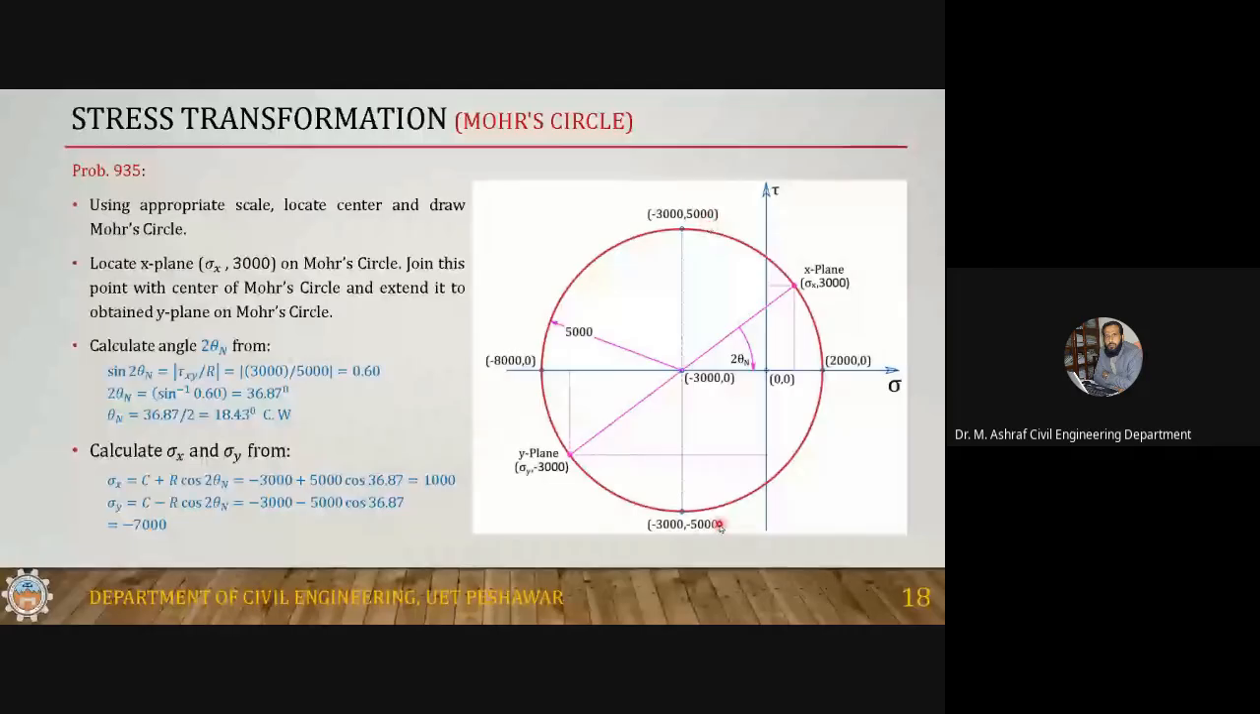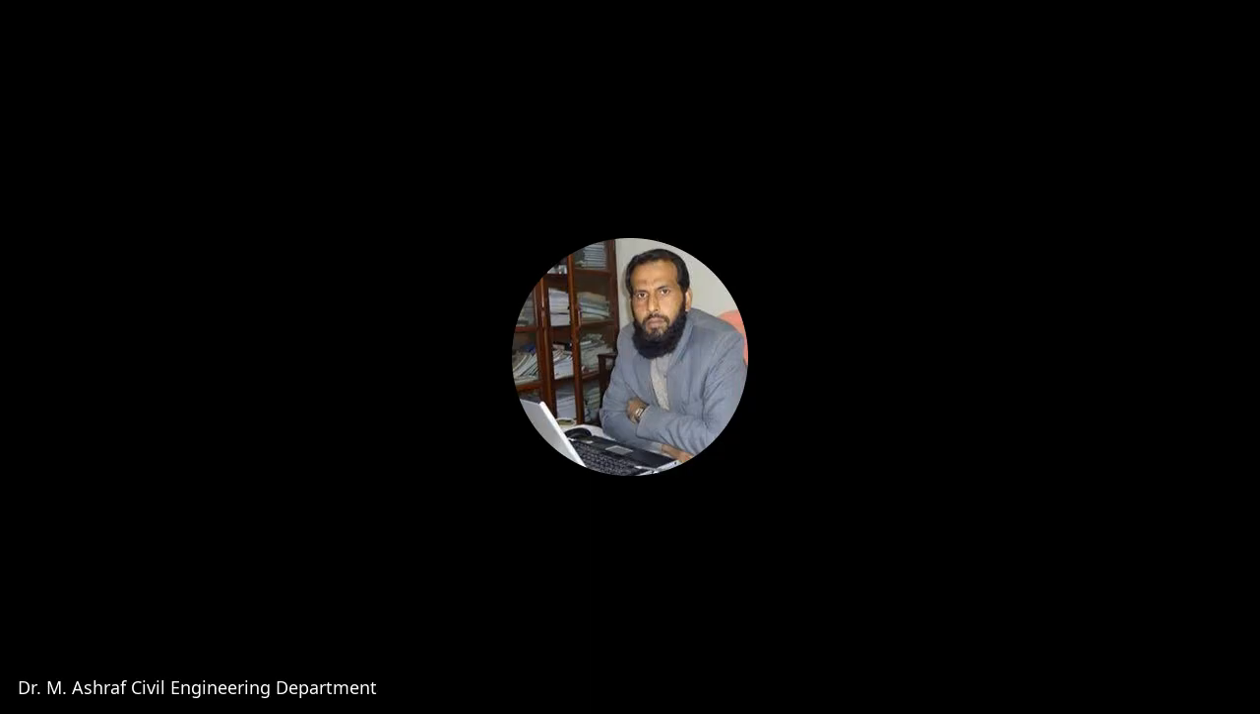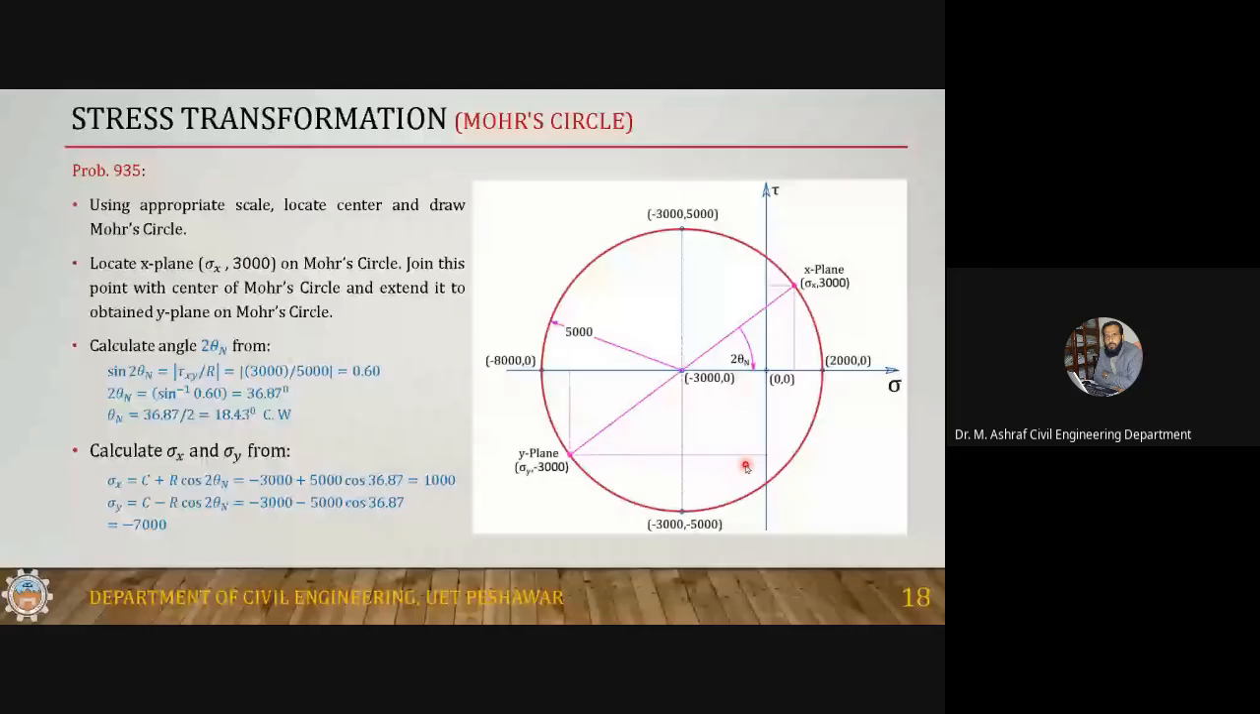Okay. Now locate the X plane on this Mohr circle, but only one coordinate is known to you, and that is 3000. So one is enough, you can do it. You just locate 3000 here and draw a horizontal line, and you will get this point on the Mohr circle. So this is your X plane.